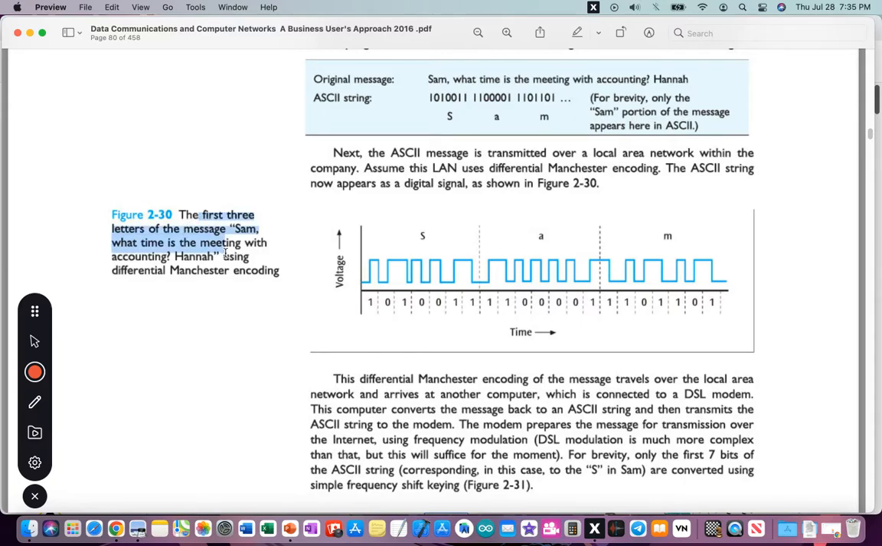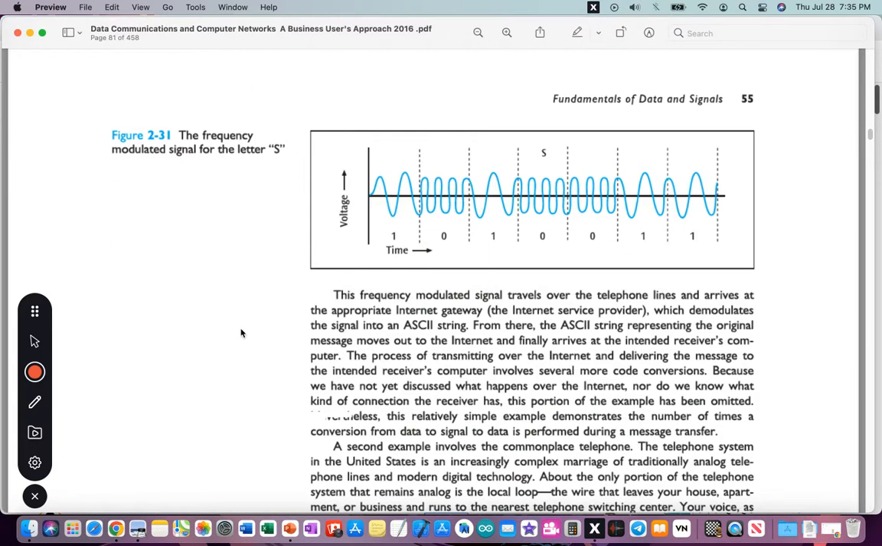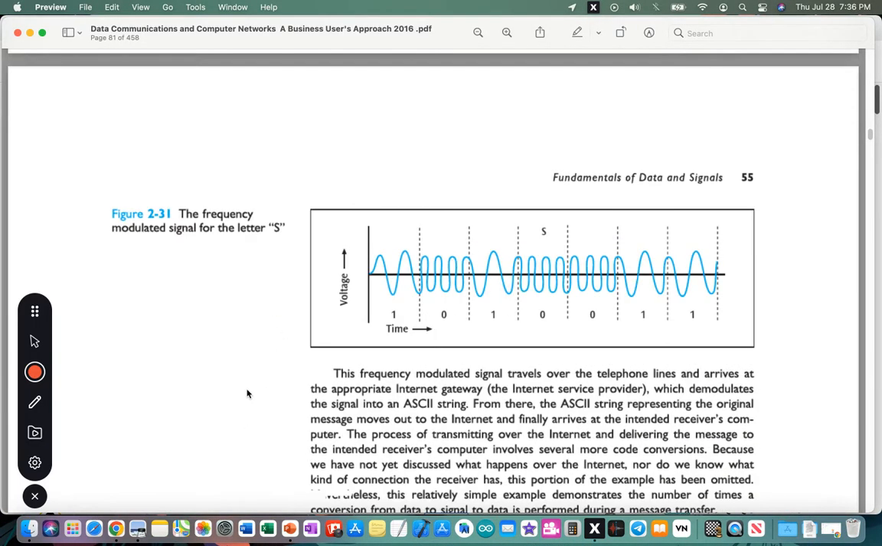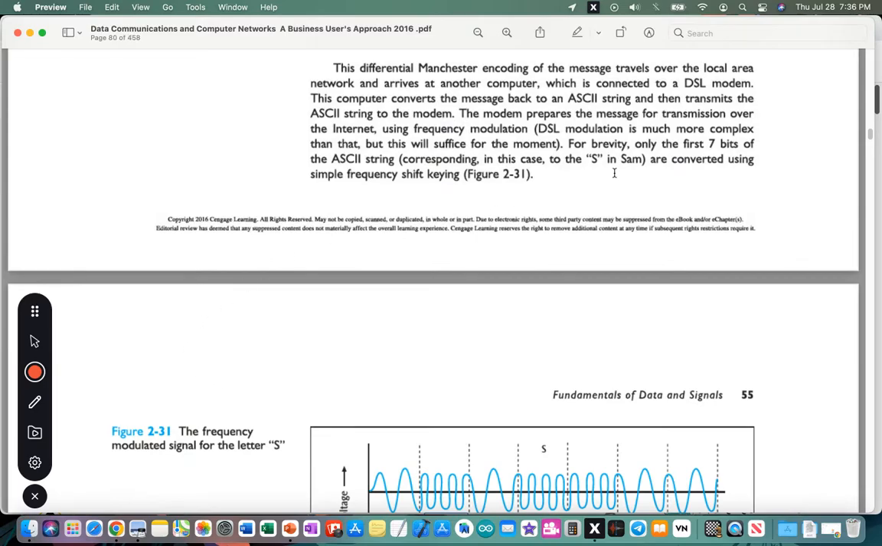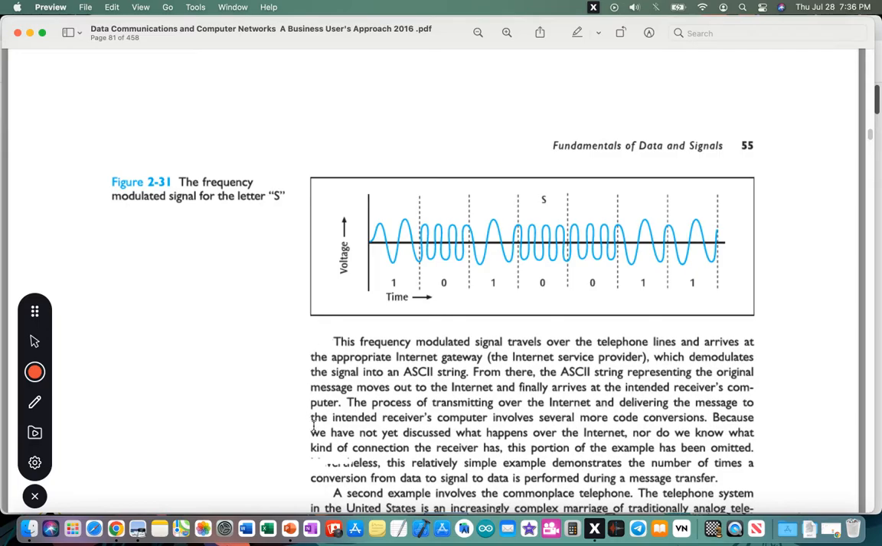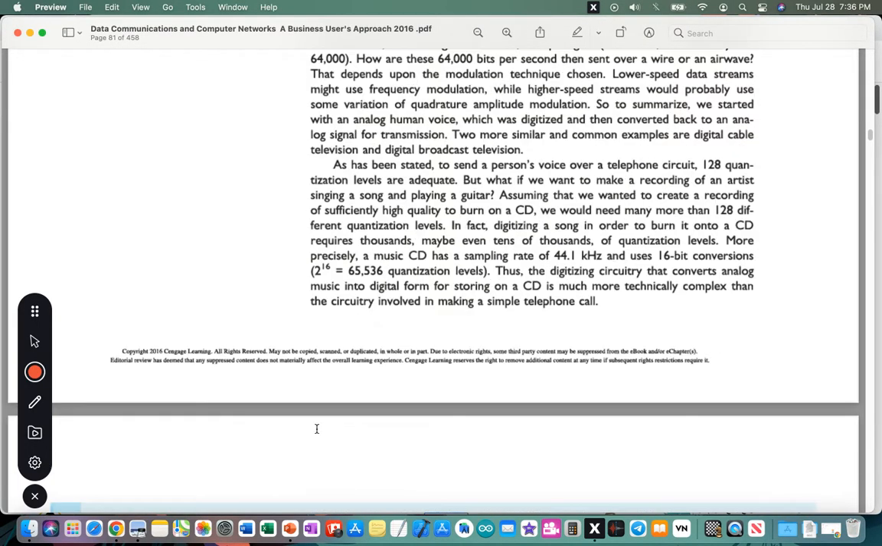The first three letters. All right. And the frequency modulated for the letter S. So this is the letter X, S, and it's modulated. This is the voltage, right? Using simple frequency shift keying, simple PSK or FSK, transmitted.